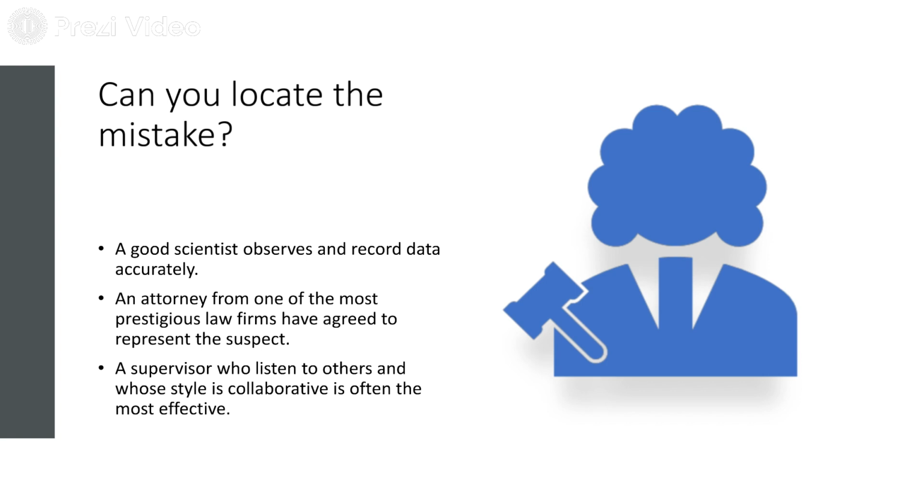There you go. Okay, a supervisor who listen to others and whose style is collaborative is often the most effective. Now this one's tricky because in the relative clause you can see the error. What is this about? A supervisor. And what is the supervisor doing? He listens. So notice supervisor singular, replace it with the pronoun he or she, let's not be sexist, and then look for the verb. Listens to others and whose style is collaborative, is often most effective. So you can see how important subject-verb agreement is.